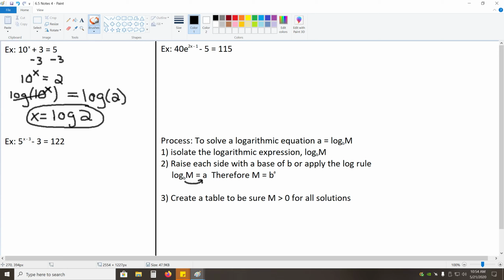And that's our solution. If it had said to approximate it, we could plug this into a calculator to find the decimal approximation, but because it didn't, we'll just leave this exactly as we see it.